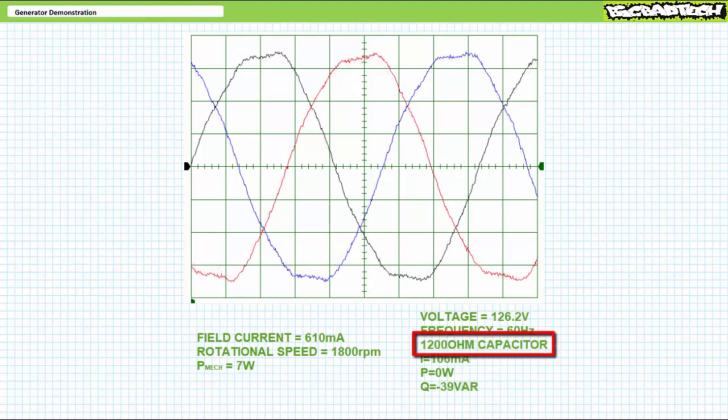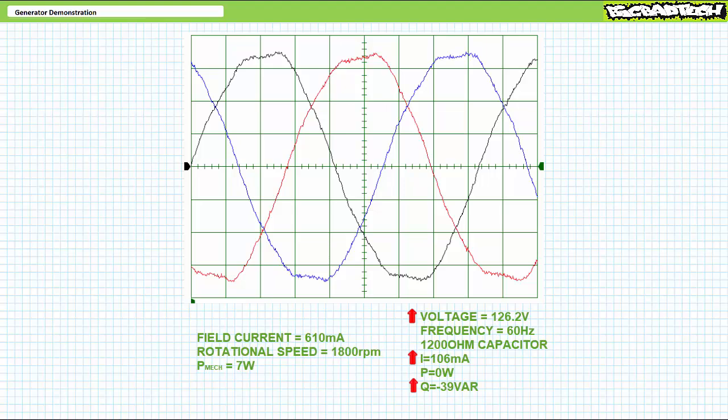Let's start with a balanced Y configuration of 1200 ohm primarily capacitive impedances. When connection is established, voltage magnitude jumps to 126 volts. Each capacitive element draws roughly 106 milliamperes of current and supplies roughly negative 13 VARs of reactive power each for a total demand of roughly negative 39 VARs.